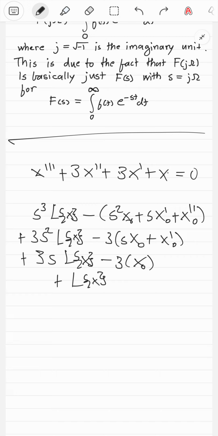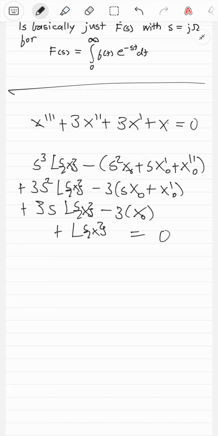Yes, the Laplace transform of 0 is 0 because, as we said, it's just k times delta t. In this case, k is 0 itself, so it's just 0. That's awesome. So we can write all of this as Lx times this polynomial, s cubed plus all that stuff, which we know is just (s plus 1) cubed. And that is equal to, all of this goes to the right hand side.